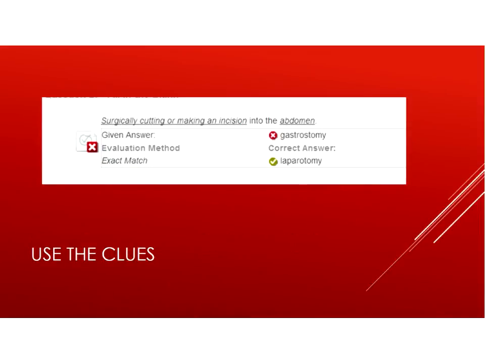Okay, surgically cutting or making an incision into the abdomen. Be careful with your terms. In this case, somebody put gastrostomy. Ostomy would have been making a new connection, cutting into something and making a surgical opening for a connection, so that wouldn't be right. But laparotomy would be right: otomy is making an incision, and laparo is abdomen. So gastro would be close, but it's not right.